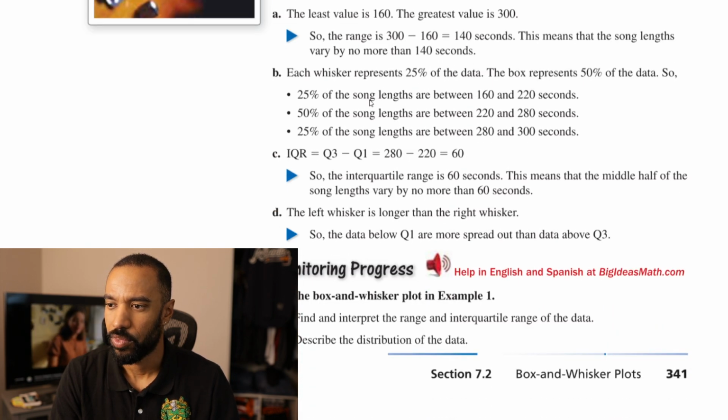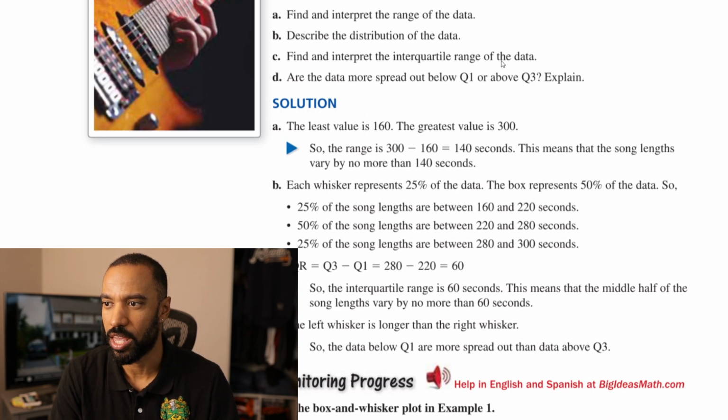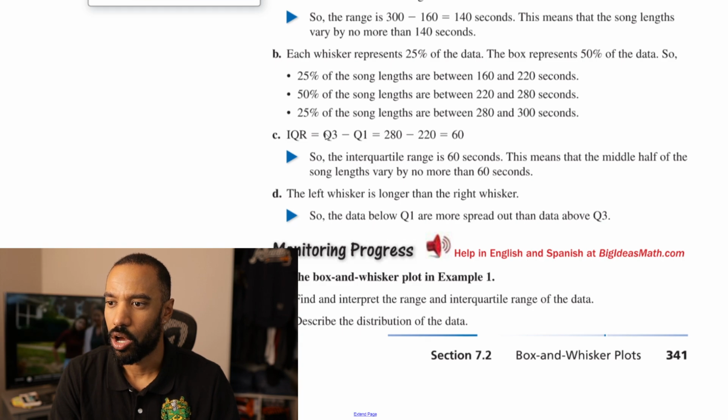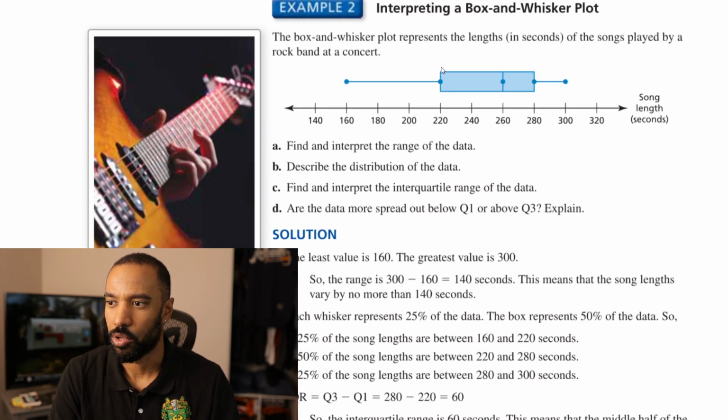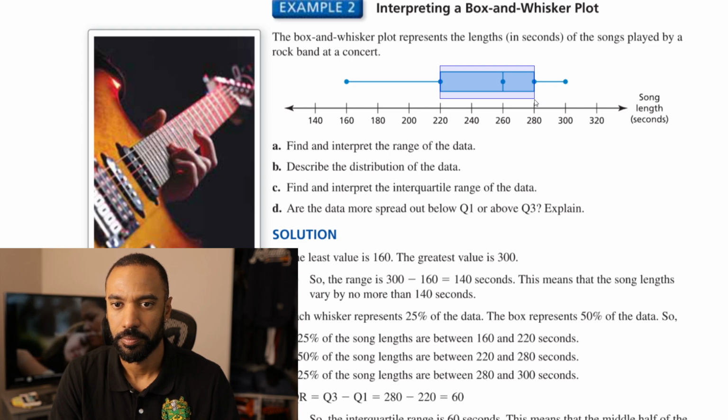The interquartile range, let's see, part C. Find and interpret the interquartile range. So that's the difference between 280 and 220, which is 60. So there's a 60-second difference in the interquartile range right there. That's what we found.